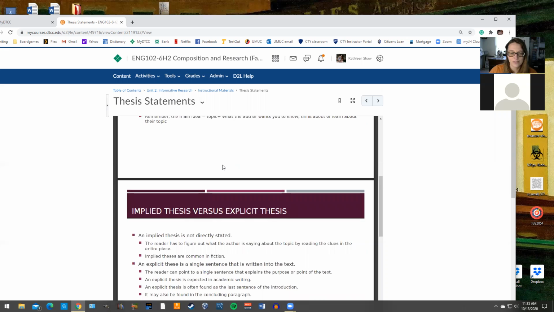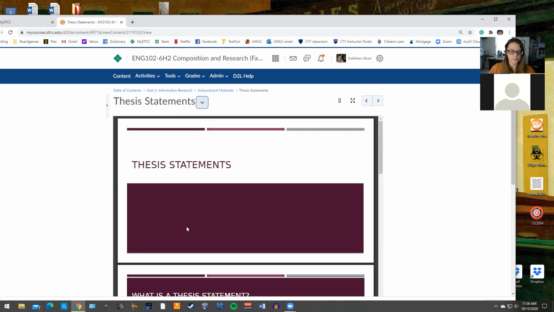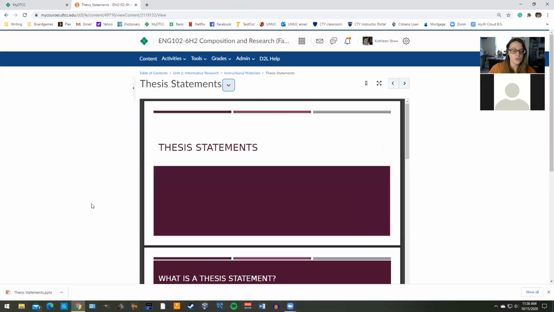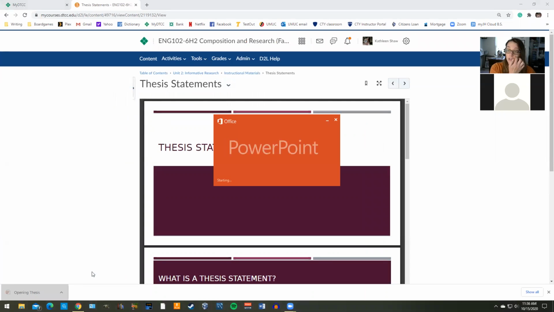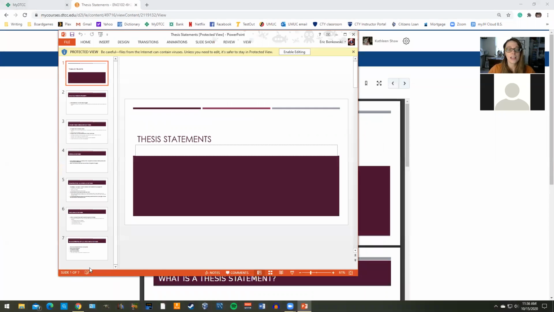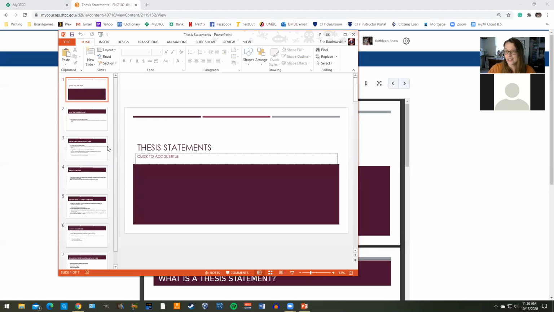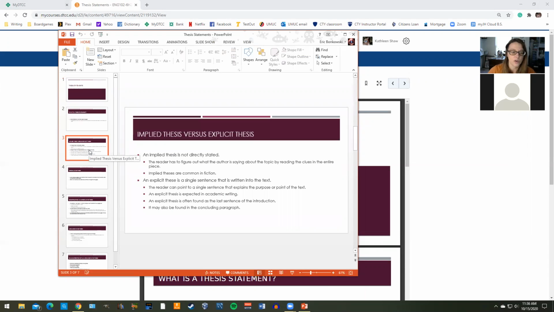Just noticing a typo. Isn't that always the way? I'm going to go ahead and download this and fix it. I made this this morning. An implied and an explicit thesis. An implied thesis is when you kind of have to pull the meaning out of a piece from all of the clues. And an explicit thesis is when you have a statement that's actually written that tells the reader the entire point. So in academic writing, in formal writing, you're pretty much always going to have an explicit thesis. Your teachers are always going to be looking for a single sentence that explains, here is the whole point.